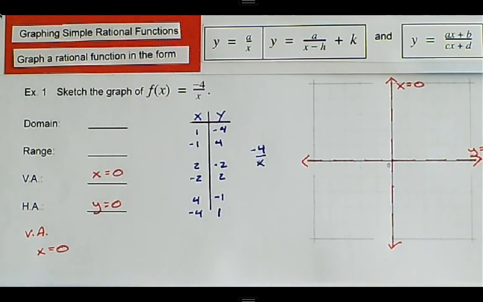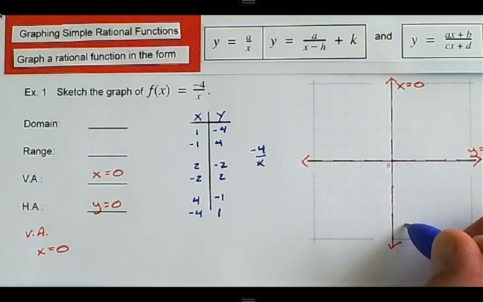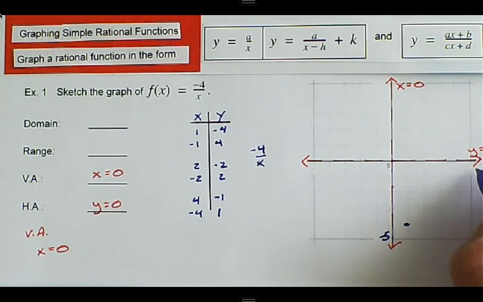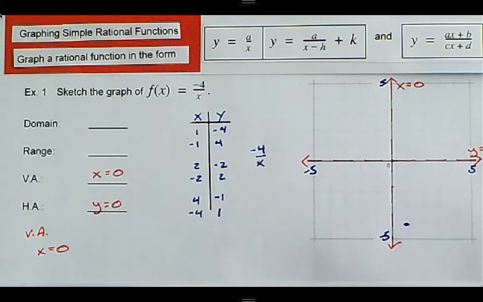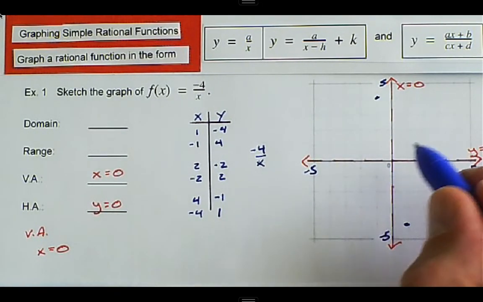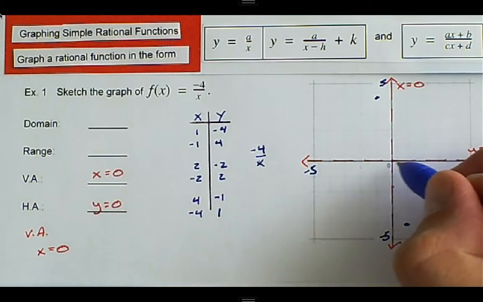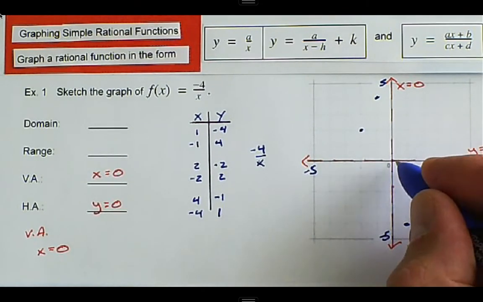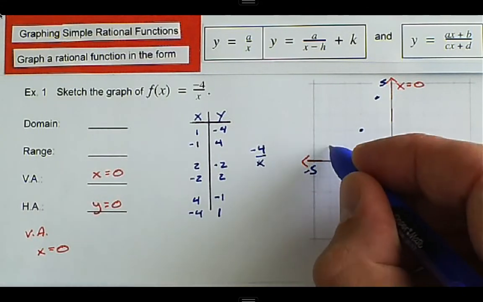So I can plot those points. We have the point 1, -4. So 1, -4 will be right here. This is if we're counting by 5, so we have 5 over here, and -5. Then we have the point -1, 4. Then we have the point 2, -2, and -2, 2, and 4, -1, and -4, 1.